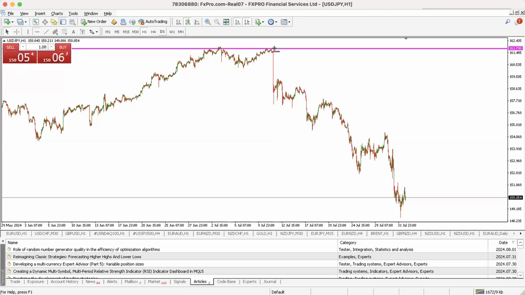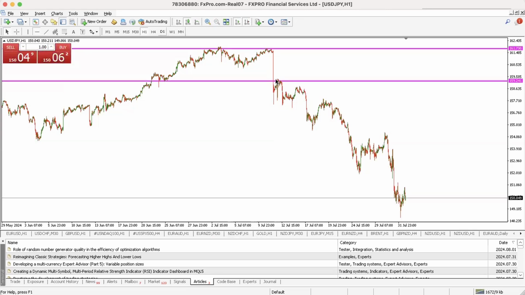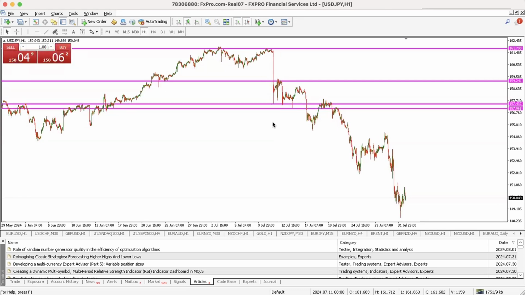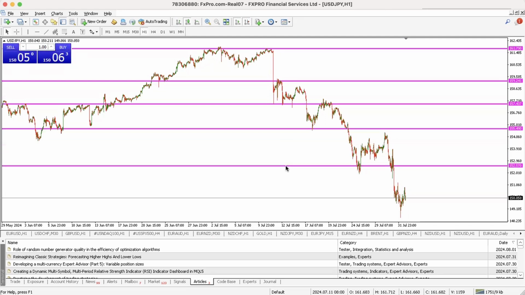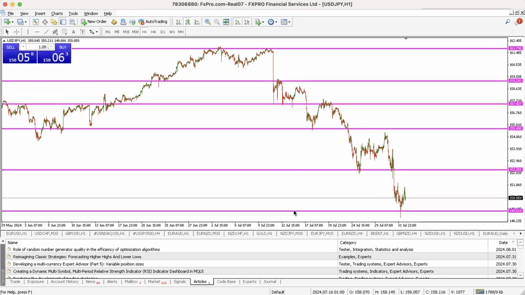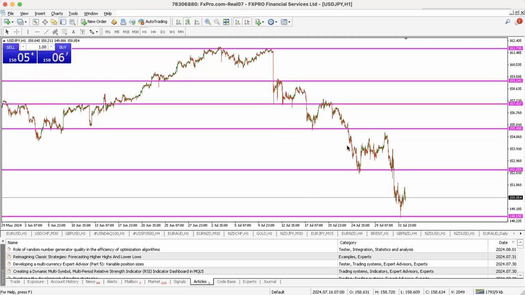So I'll just identify my levels for this trade. I'll put a few support and resistance levels. If you haven't seen or you don't know how to do support and resistance, check out my video. I'll put it on this video just above this video. There's going to be a link to go watch that video. So if you haven't seen it, go check it out.